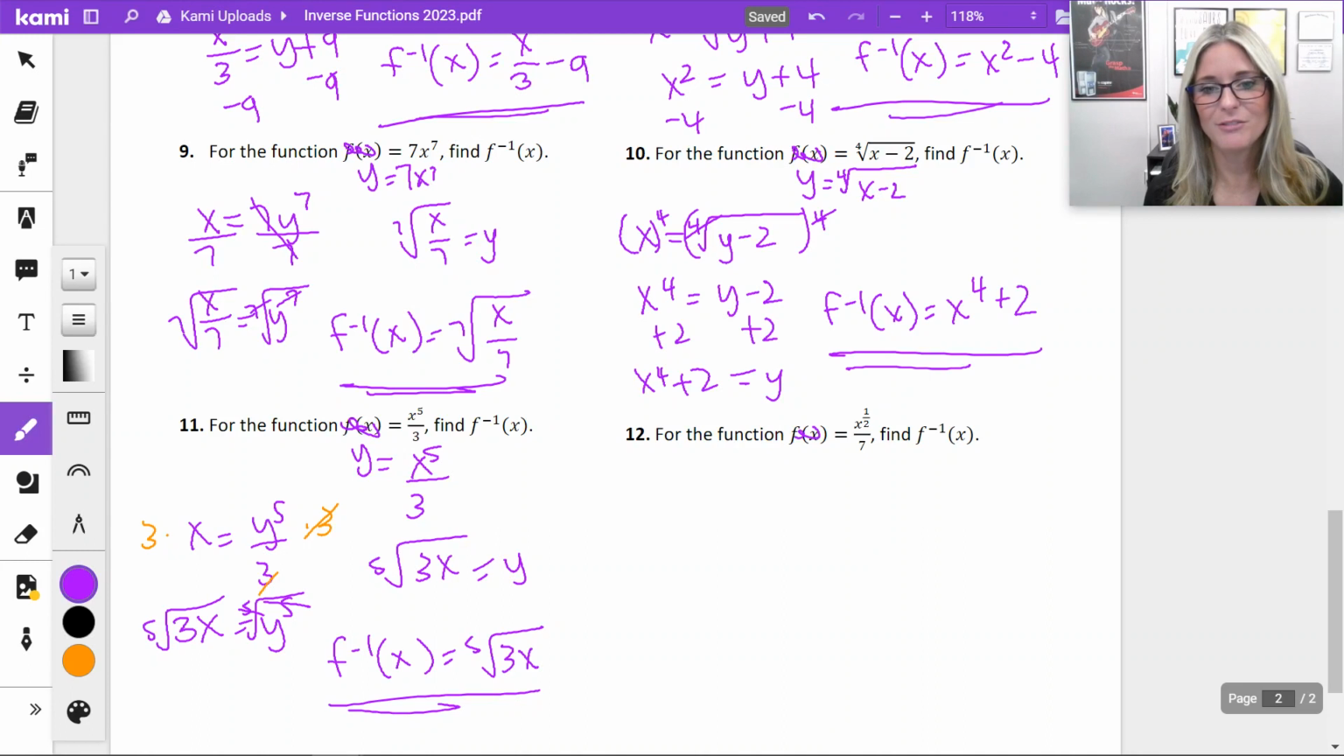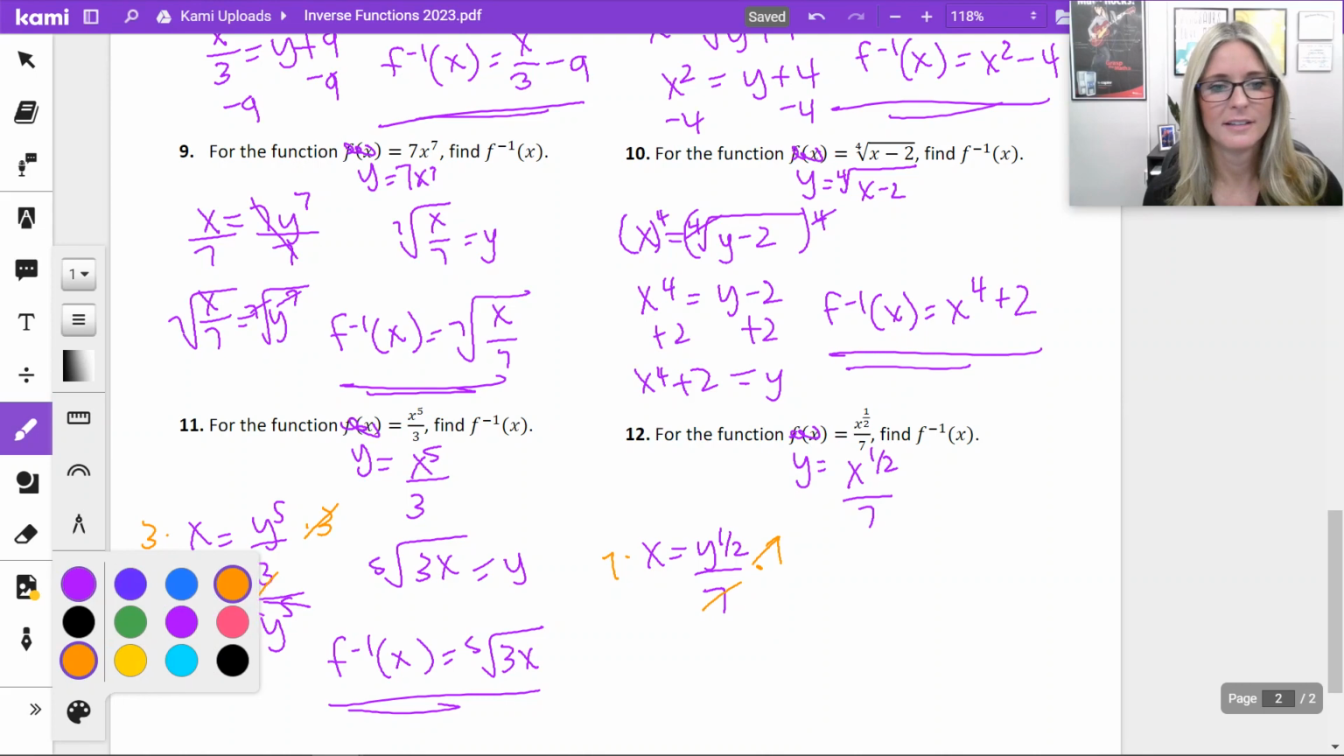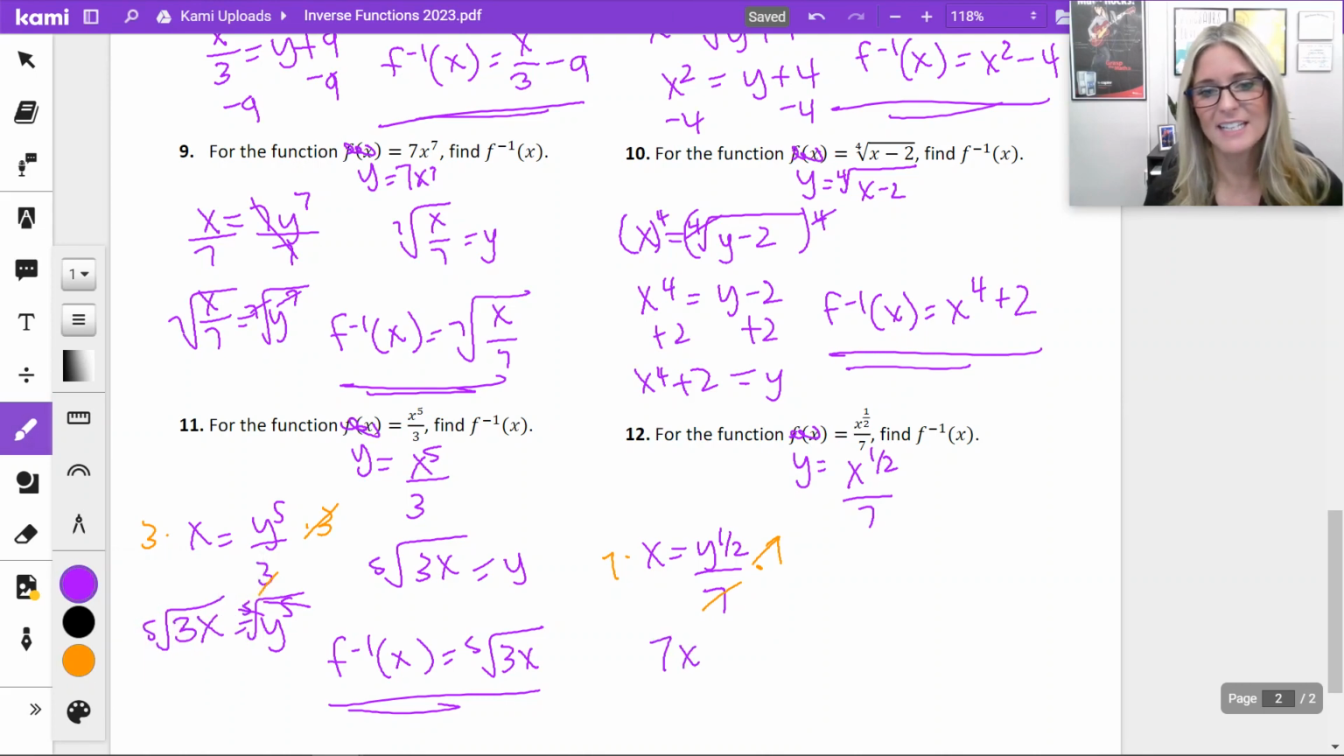And lastly, number 12, replacing f of x with y. And switching my letters, I've got x equals y to the 1/2 over 7. Solving for y, first get rid of that 7. Let's multiply both sides by 7 here. I have 7x equals y to the 1/2. You can think of this as 7x equals the square root of y if you want to, but we are going to square both sides to get rid of that. Showing both of those notations there.